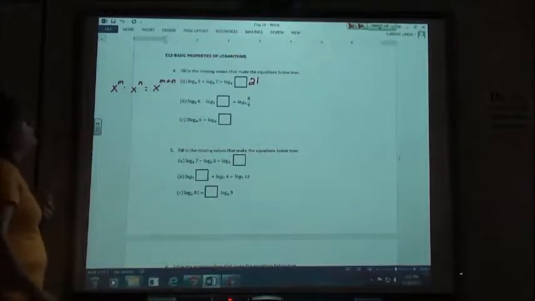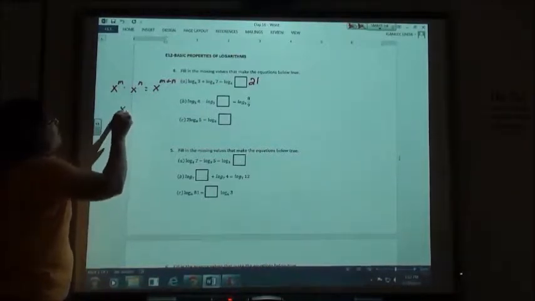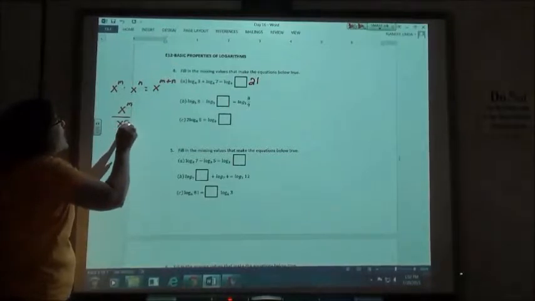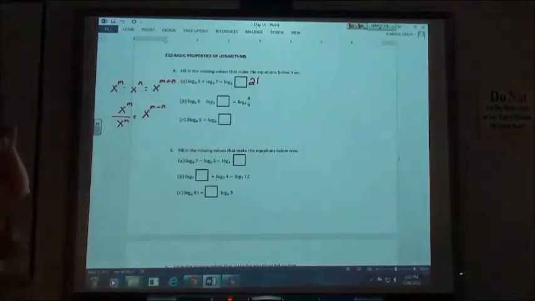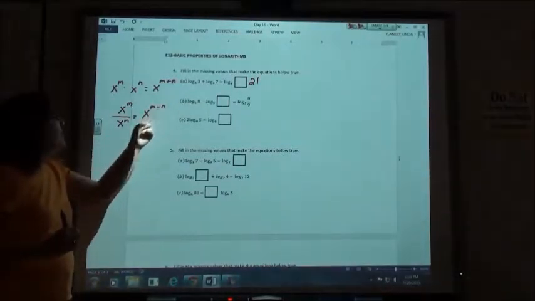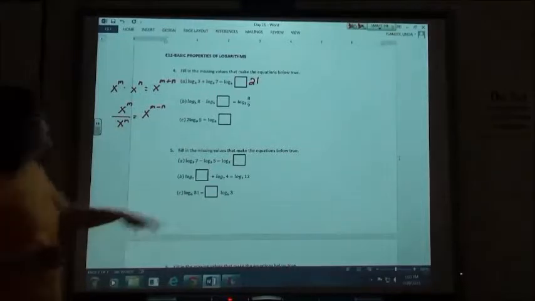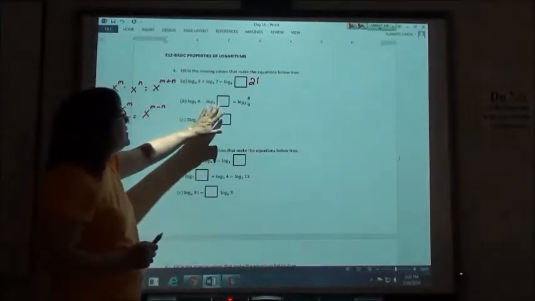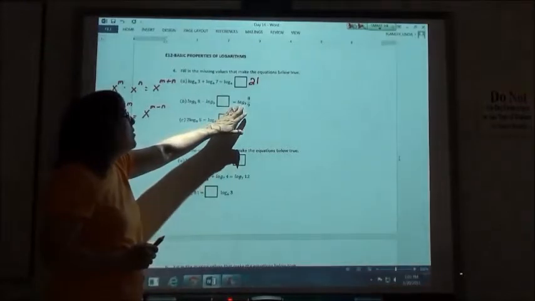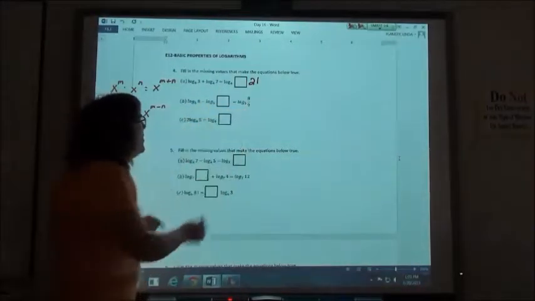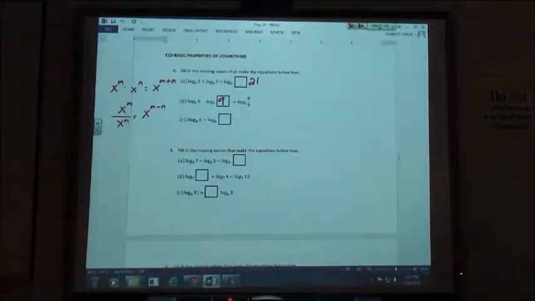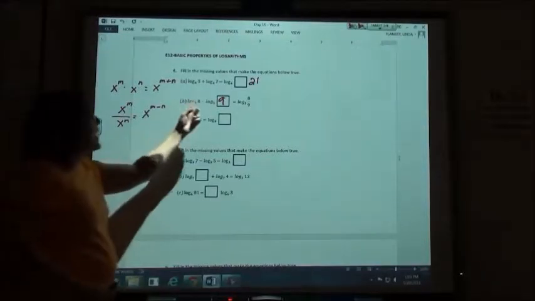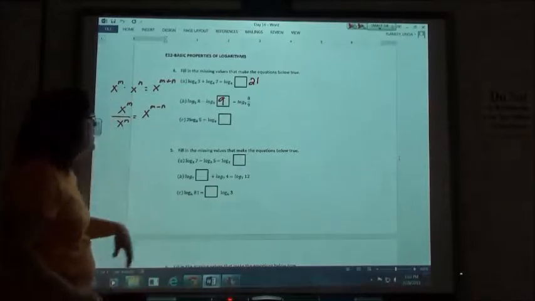If I think about my rules for exponents when I'm dividing, if I have x to the m divided by x to the n, it becomes x to the m minus n. So with a logarithm, if it's a negative, it ends up going to the bottom of the fraction. The log base 5 of 8 minus the log base 5 of something equals the log base 5 of 8/9. Well, the number on the bottom of the fraction is a 9. So the log base 5 of 8 minus the log base 5 of 9 equals the log base 5 of 8/9. When I subtract logarithms, I change it to a division.